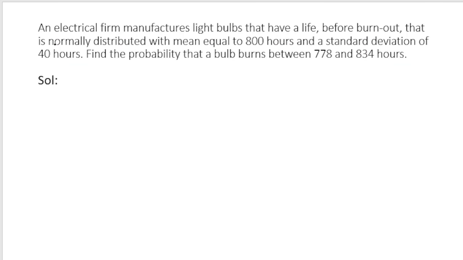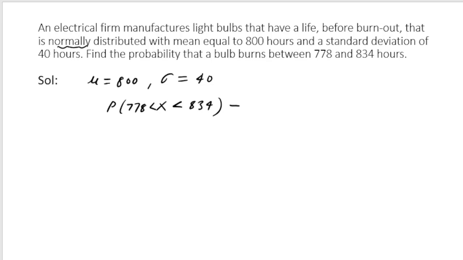This kind of problem I hope you will be able to solve. Let us look at the next problem. An electrical firm manufactures a light bulb that has a life before burnout that is normally distributed, with mean equal to 800 and a standard deviation of 40 hours. Find the probability that a bulb burns between 778 and 834 hours. So we have to calculate the probability that x is greater than 778 hours but less than 834 hours. This value I have to calculate.